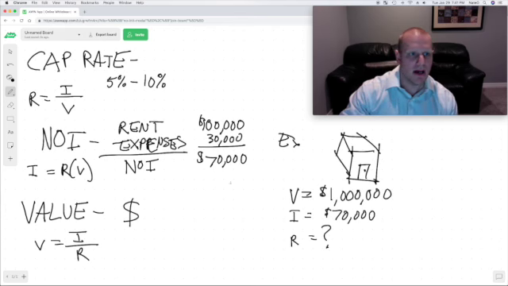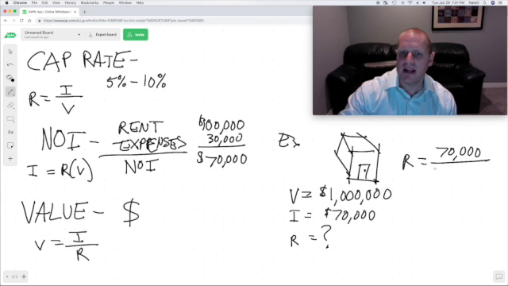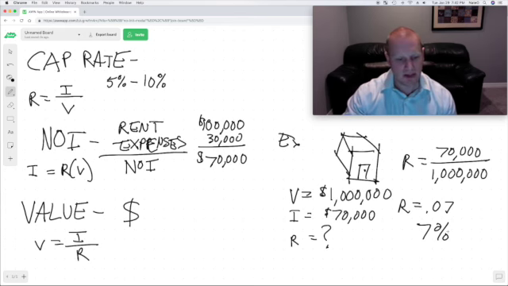So as you can see from the formula we just wrote down over there, to solve for R, it's going to be R equals the income, or 70,000, divided by the value, or 1 million. That's going to give you a value of 0.07, or a 7% cap rate.